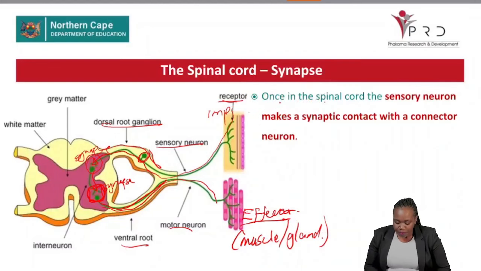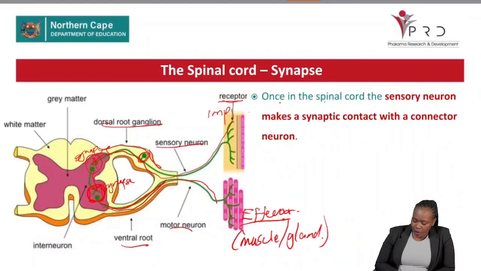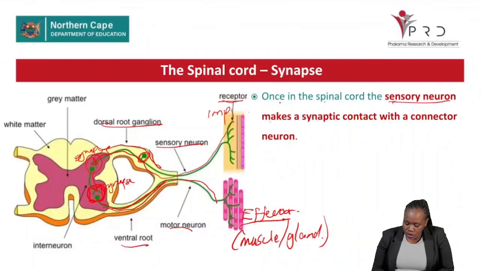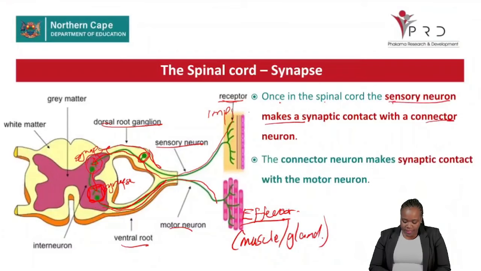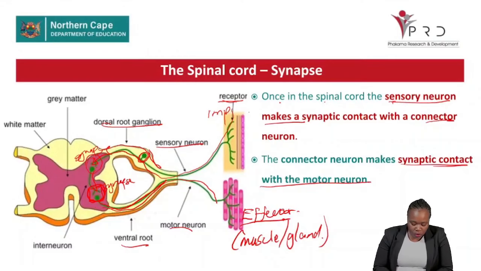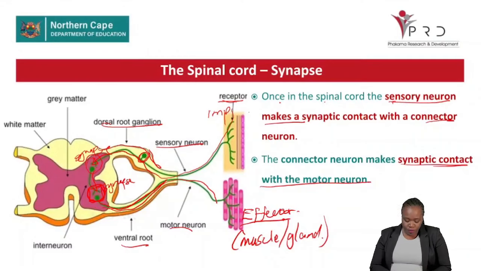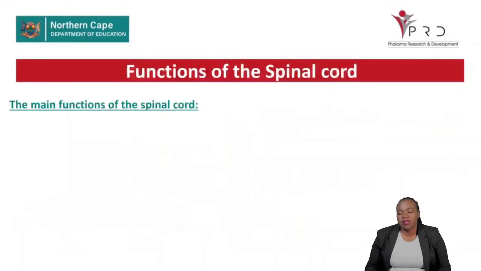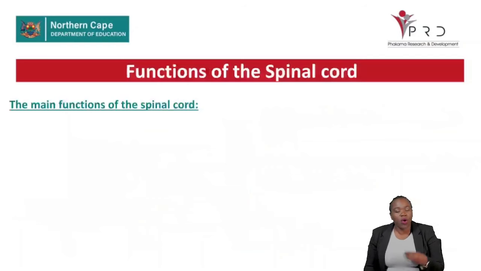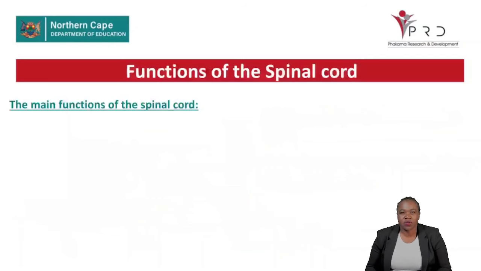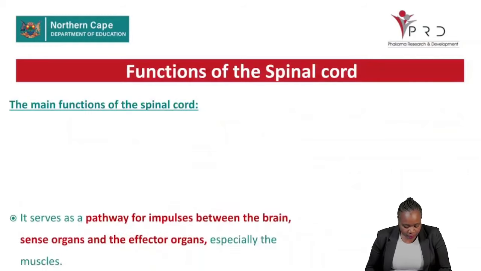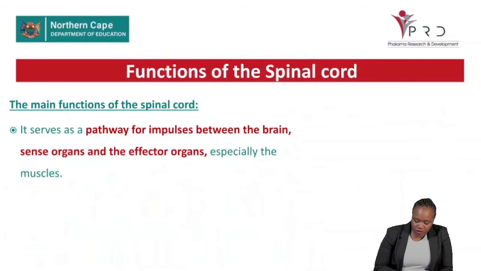Right, so remember, once in the spinal cord, the sensory neuron would make synaptic contact with the connector neuron. As we have seen here, they have made that synaptic contact, right? And then the connector neuron would make synaptic contact with the motor neuron in the ventral root, and the motor neuron would transmit the impulse from the brain or the spinal cord to the effectors, which are going to react.